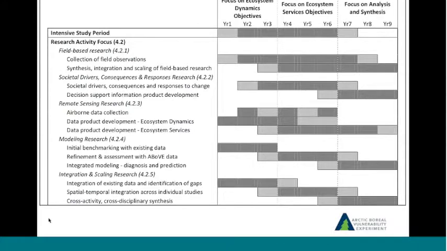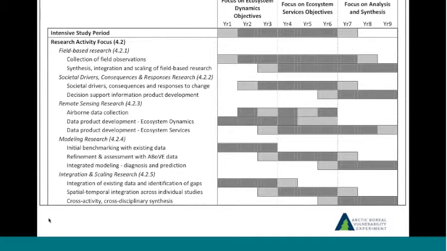In terms of the timing for ABoVE, it's laid out in 3 phases, and we've just started phase 1, which is focused on the ecosystem dynamics objectives that I went through. Phase 2 will be focusing more on these ecosystem service objectives that I just went through very quickly. And then phase 3 is ultimately a synthesis and analysis phase, but of course there will be analysis and synthesis activities that happen through all the phases of ABoVE.